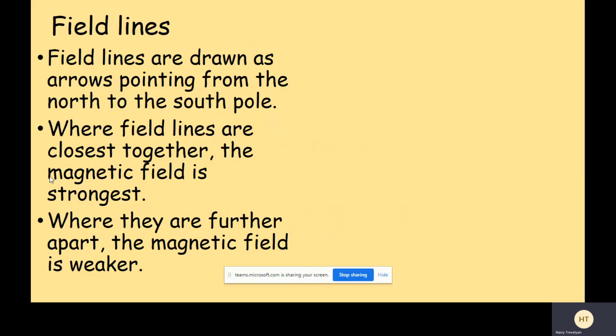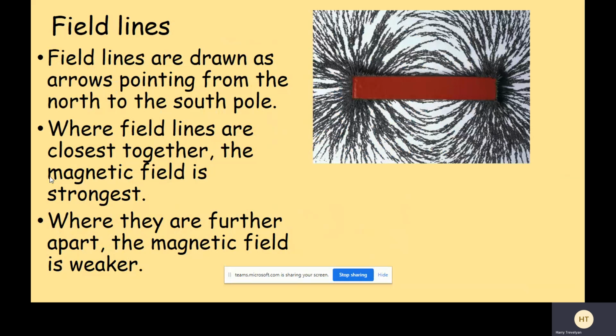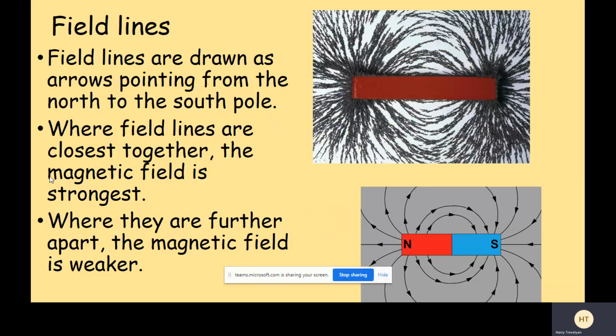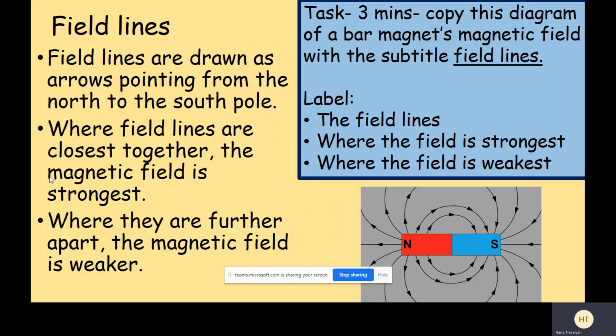Welcome back. Field lines. So we know what field lines are, and they're drawn as arrows pointing from the north to the south pole. When those field lines are really close together, the magnetic field is the strongest, and when they're further apart, the magnetic field is weaker. That diagram at the bottom right is just showing a magnetic field and the field lines around it, north to south. They're continuous, remember. So where the arrows stop at the end of the diagram, they actually go all the way around to the south pole, but we can't see it because the picture's too small.